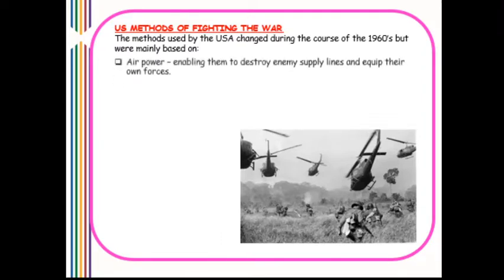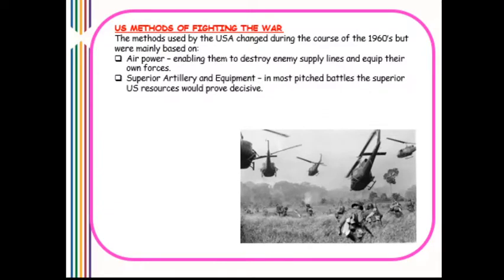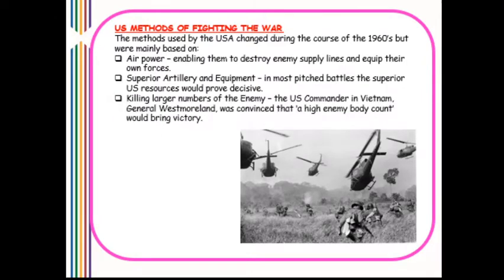key principles. So, one is air power, enabling them to destroy enemy supply lines and equip their own forces by using air power. Two, superior artillery and equipment. So in most pitched battles, the superior US resources would prove to be decisive. Three, killing larger numbers of the enemy. So the US commander in Vietnam, General Westmoreland, was convinced that a high enemy body count would bring victory.